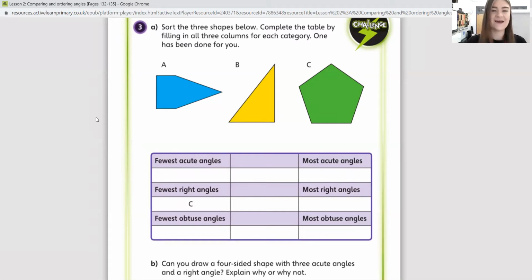Oh, it has gone all funny there. So take it a row at a time. Look for your acute angles first, the least acute, and then the most acute angles.